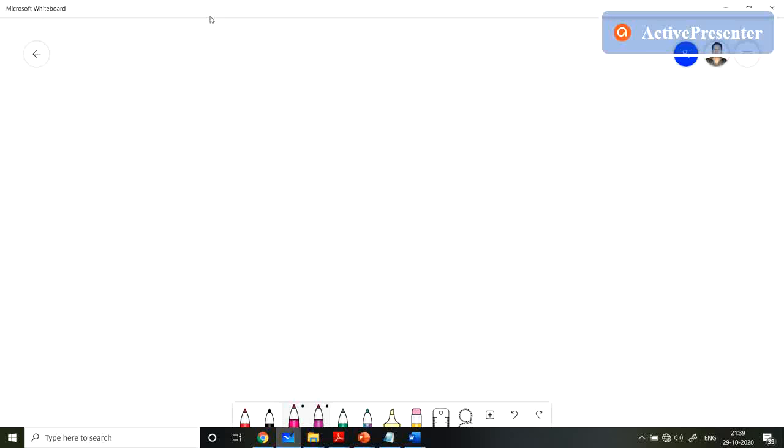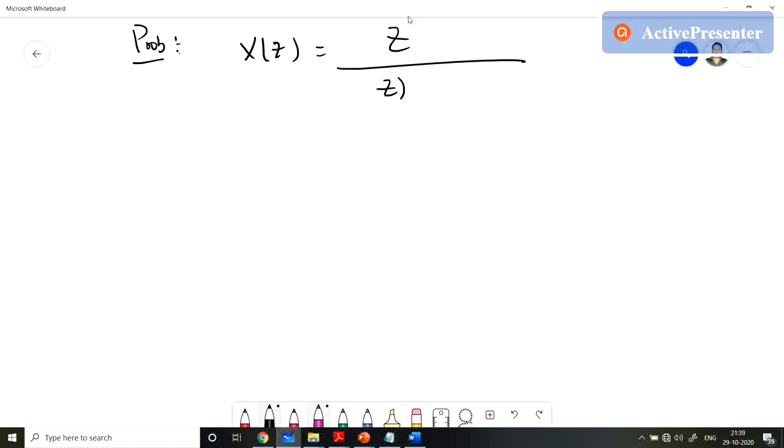Let us do another problem. The problem is similar. We will find out the inverse z transform. So X(z) is given as z divided by z minus 1 times z minus 2 whole square, and the ROC is given as modulus of z greater than 2.